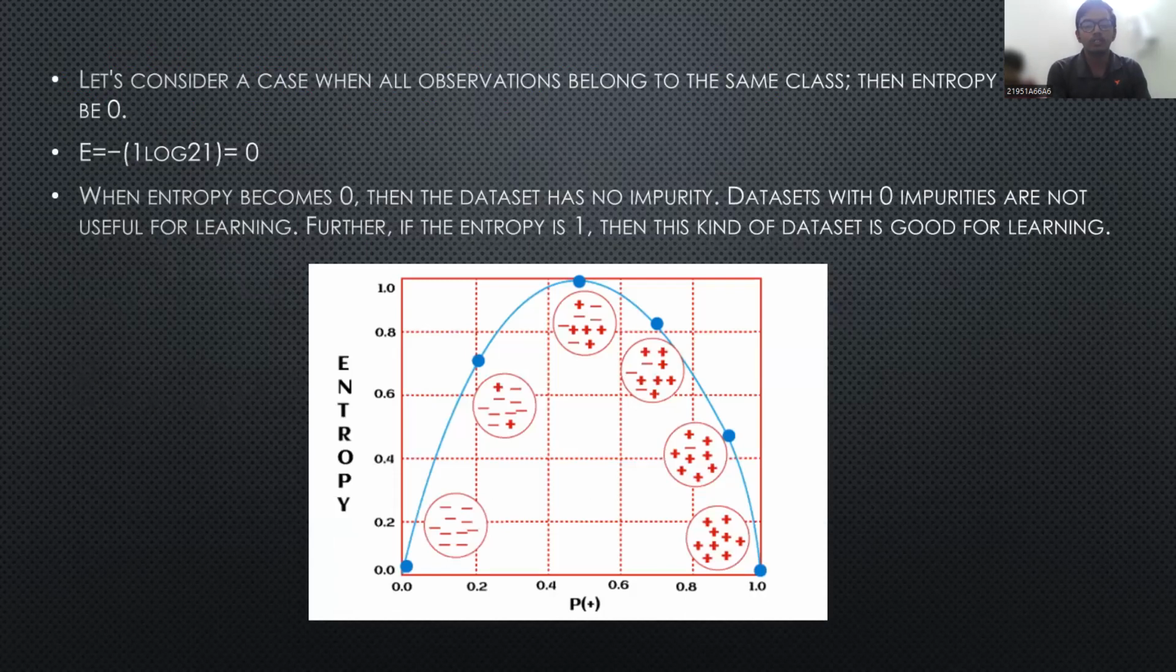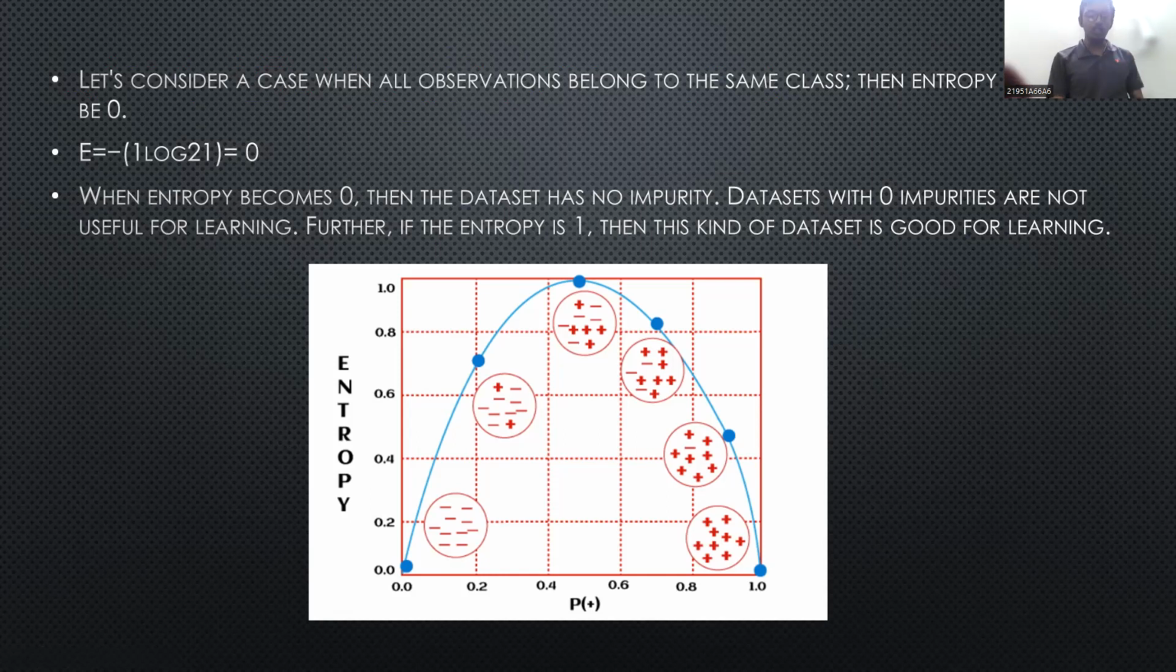Let us consider a case when all observations belong to the same class. Then entropy will always be zero. E is equal to minus 1 log2 of 1, which is equal to 0.